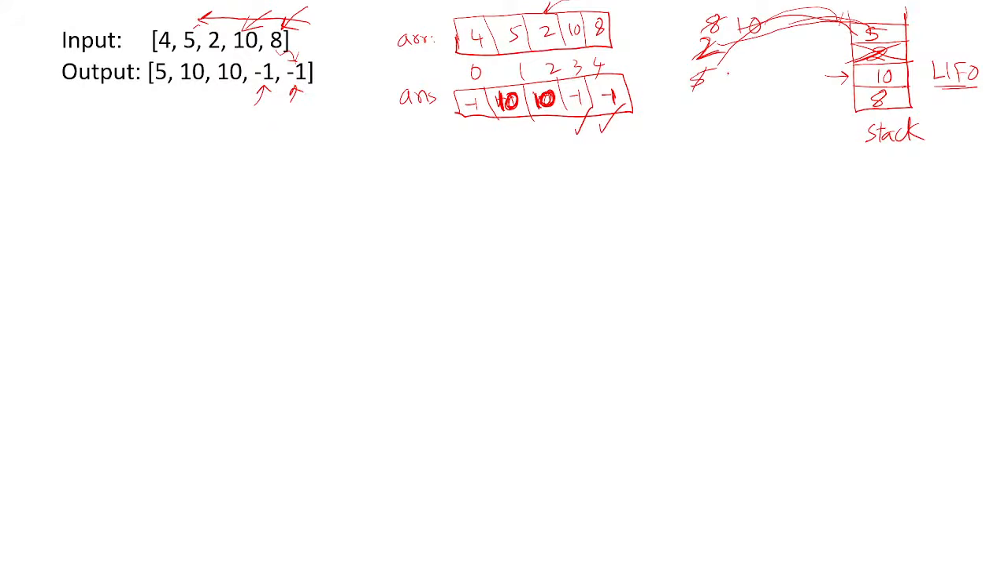Then we'll process the next element 4. We'll check whether the element present on the top of the stack is greater than this. Yes. Since it is greater, that element 5 will be added to the answer array. Then we reached the beginning of the array, all elements processed. Your final array looks like this: 5, 10, 10, -1, -1. If you can come up with this kind of logic, it becomes easy to write the code. Any doubts in this?